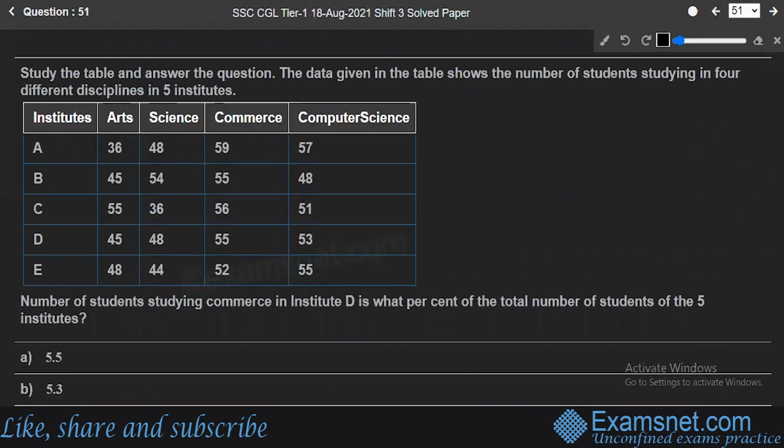Question number 51. Study the table and answer the question. The data given in the table shows the number of students starting in 4 different disciplines in 5 institutes.